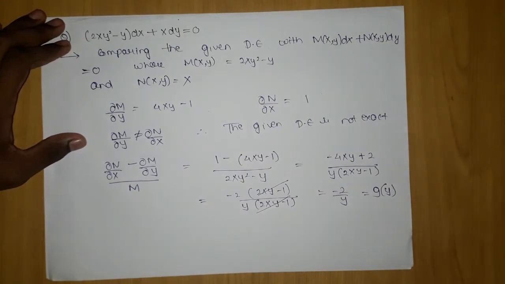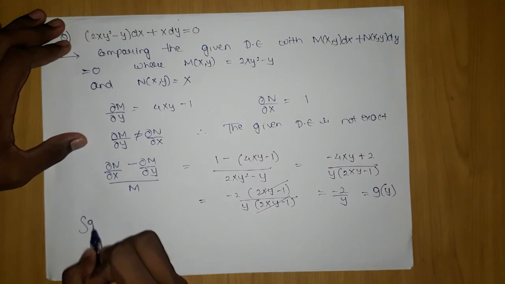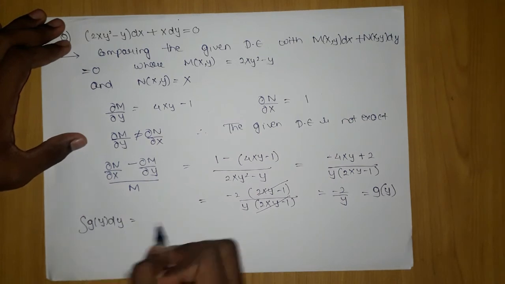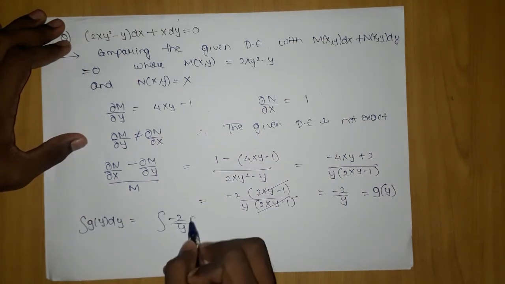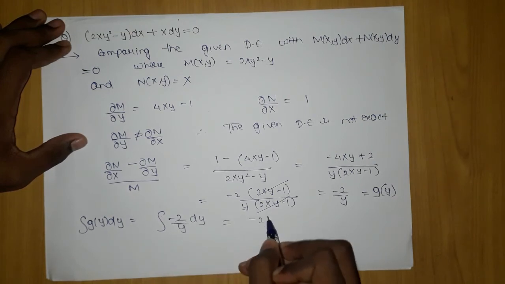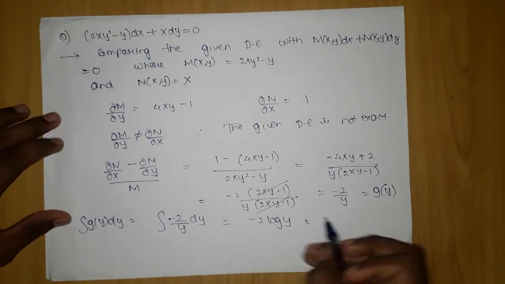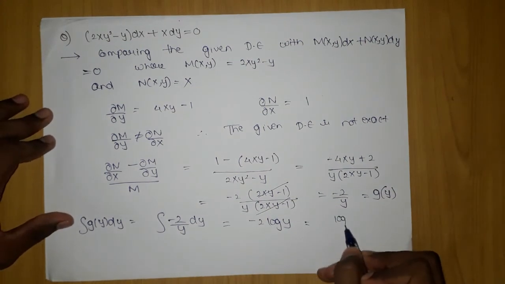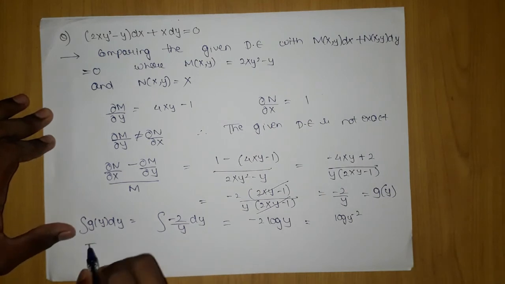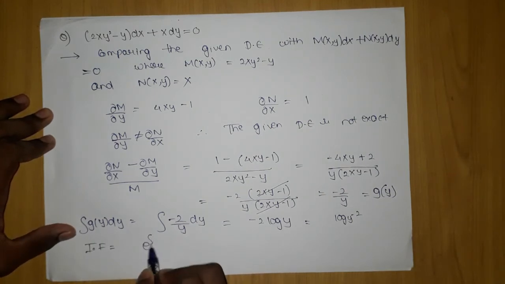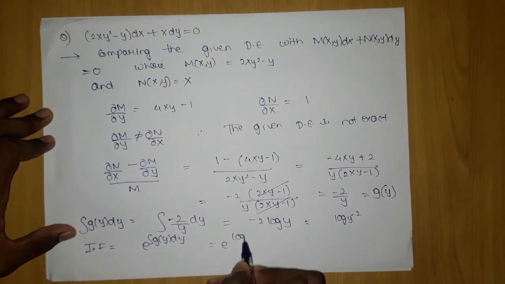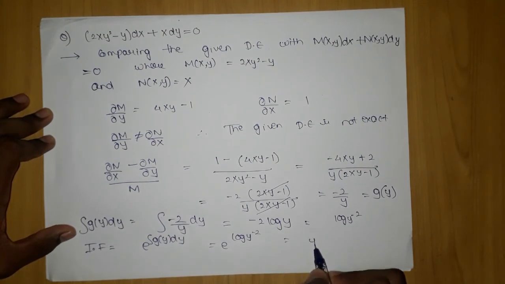Now the integrating factor is e to the power integral g(y) dy. So the integral of g(y) dy will be required, which is −2/y dy. If we integrate, −2 log y will be there. Then you move this 2 to the power on top. So the integrating factor is e to the power integral g(y) dy. Just substitute the value, e to the power log y to the power −2, which will give you y to the power −2, that is 1/y².